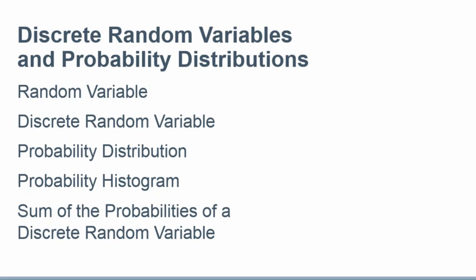Recapping our section, discrete random variables and probability distributions. A random variable is a quantitative variable whose value depends on chance. Discrete random variable is a random variable whose possibilities can be listed. A probability distribution is a listing of the possible values and the corresponding probabilities of a discrete random variable. A probability histogram is a pictorial display of your probability distribution. The sum of the probabilities of a discrete random variable will always be 1.